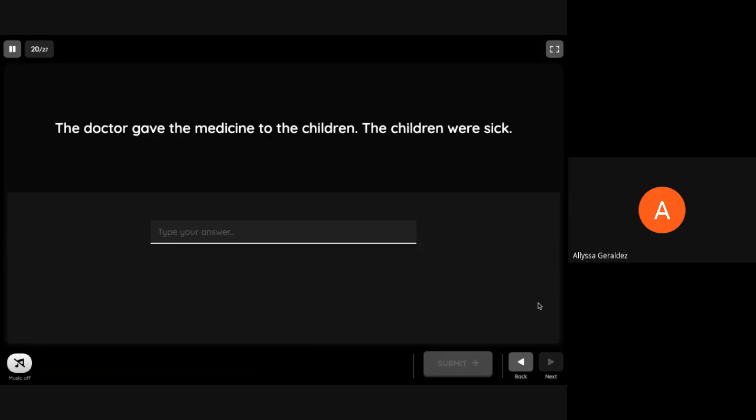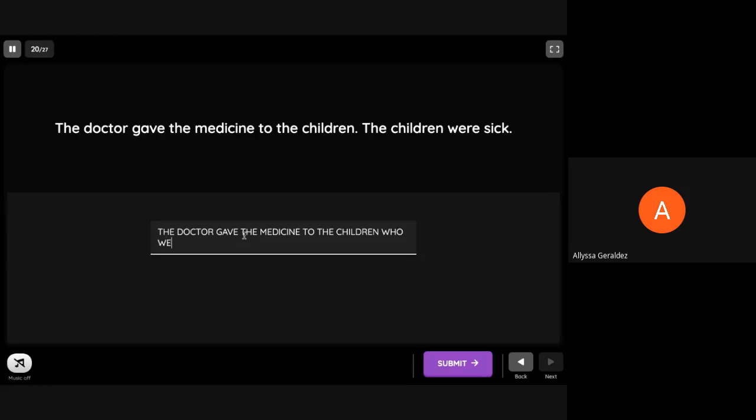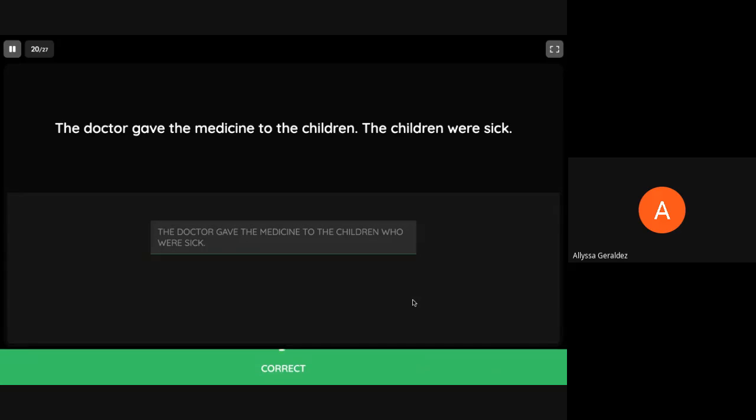The doctor gave the medicine to the children. The children were sick. So let's change this first. Okay, the doctor gave the medicine to the children who were sick. Okay, correct.